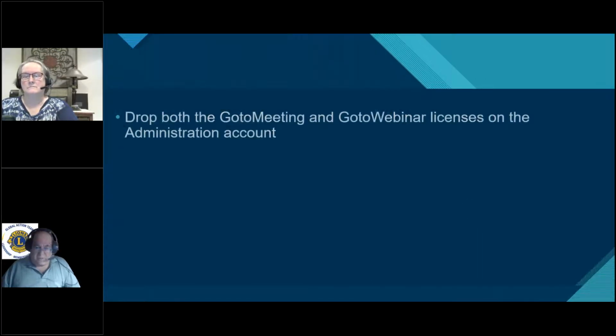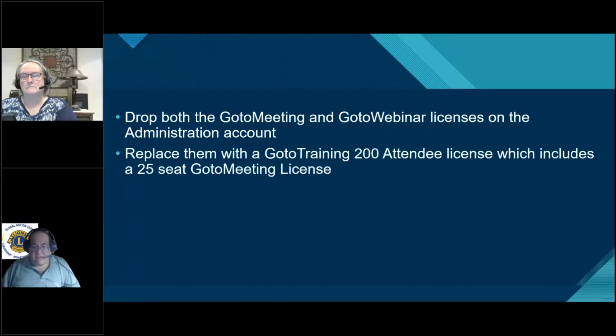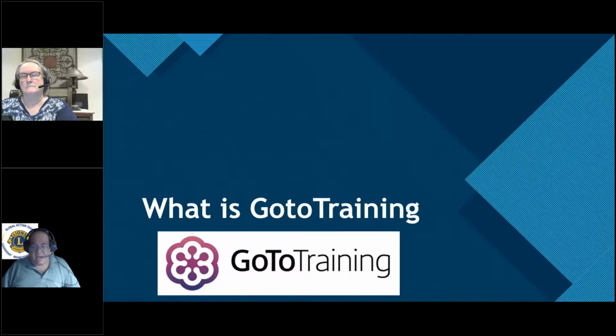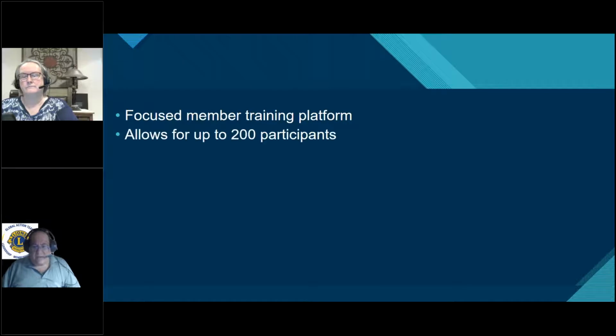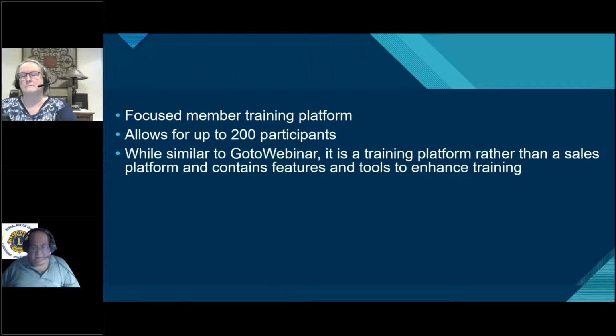My proposal: drop both the GoToMeeting and GoToWebinar licenses on the admin account. Replace them with a GoToTraining 200 attendee license, which includes a 25-seat GoToMeeting license. So what is GoToTraining? It's a focused member training platform. It will allow for up to 200 participants.